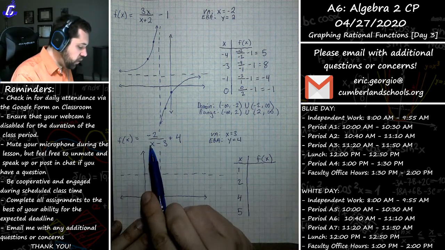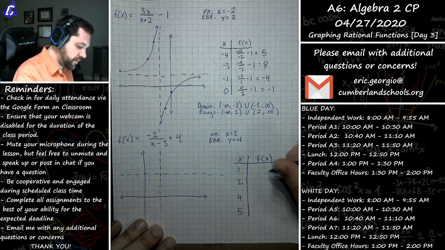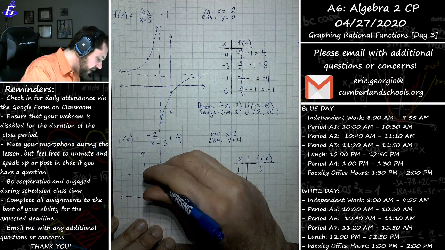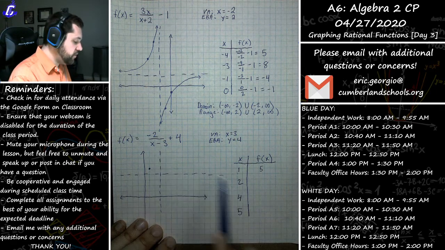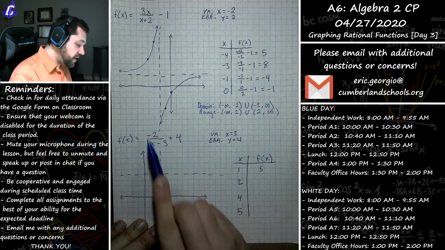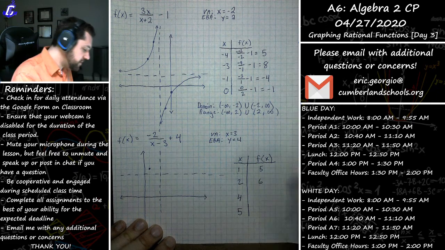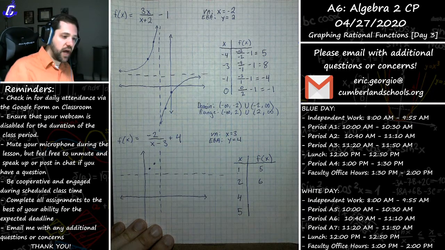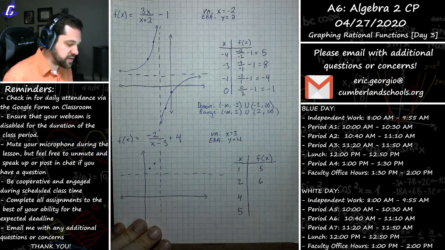If 1 goes in, 1 minus 3 is -2. -2 divided by itself is 1, plus 4 is 5. So I got a point at 1, 5 right there. 2 goes in, 2 minus 3 is -1. -2 divided by -1 is +2, plus 4 is +6. Another point right there. Again, you could picture how the curve is going to look. That's why the asymptotes are helpful. You can picture it's going to look just like that.